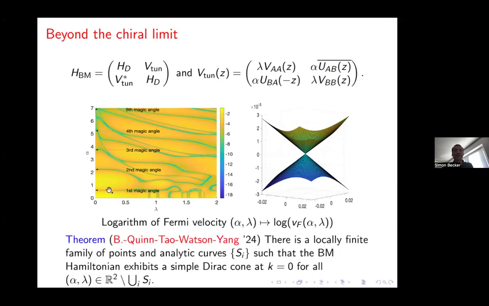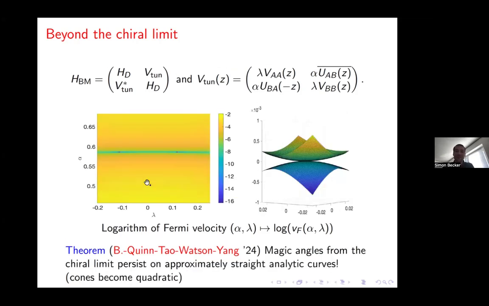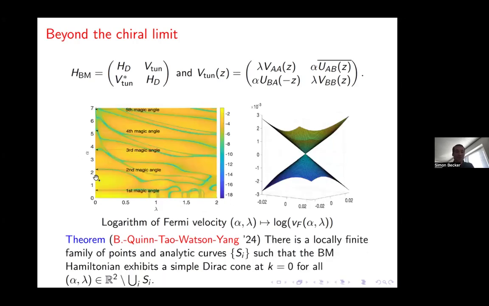All right. And then together with Solomon Quinn, Zhongkai Tao, Alex Watson, and Mengchuan Yang, we were actually able to show that there's this locally finite family of points and curves such that the full Bistritzer-MacDonald Hamiltonian only exhibits these Dirac points outside of this set. Okay, so outside of a set of curves and points, we will always have these perfect Dirac cones. And this is where you see, the green color is essentially where you don't have this effect. And what about this straight line?